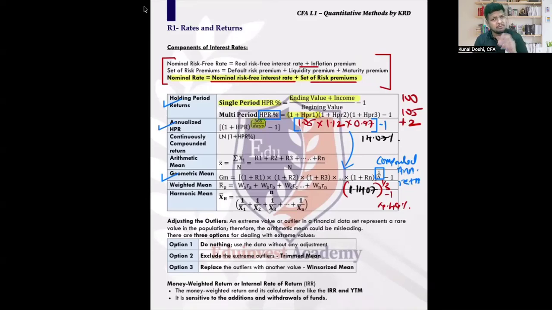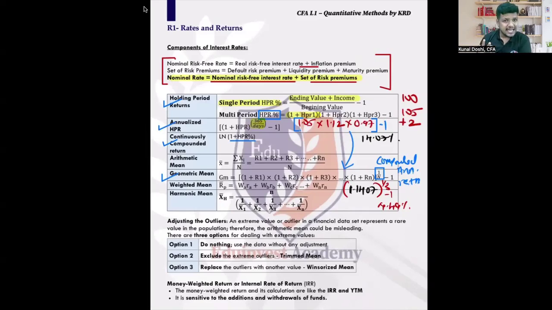Then there is a very small concept of continuously compounded return. Actually, this concept is going to come after a couple of readings, not now, but unfortunately they've put it here as well. So what is continuously compounded? When the compounding frequency is infinite. Now you can't do infinite calculations in real life, therefore we do log natural. On your calculator, just beside 7, there is a function called ln, log natural, on the left side of 7. Is it visible? So whatever is your holding period return, after that, 1 plus holding period return, if you press ln, it gives you the continuously compounded return.